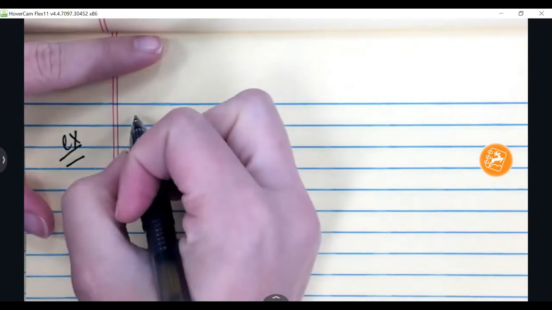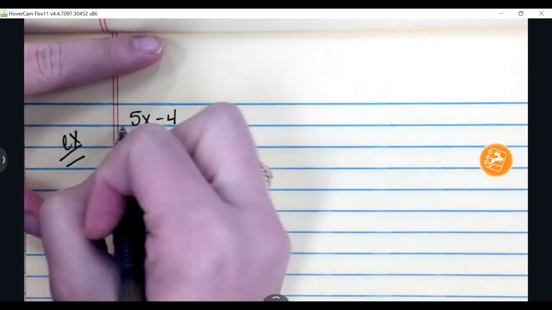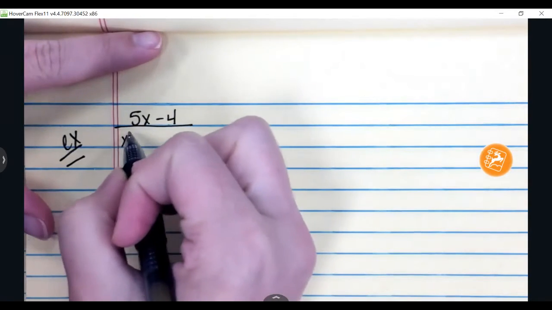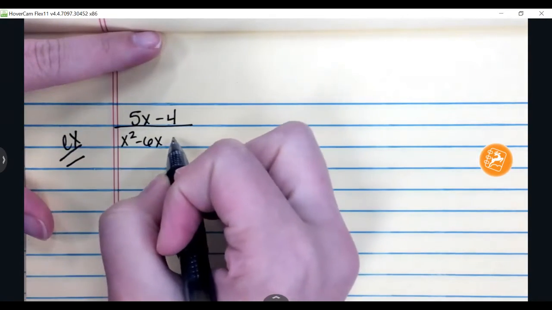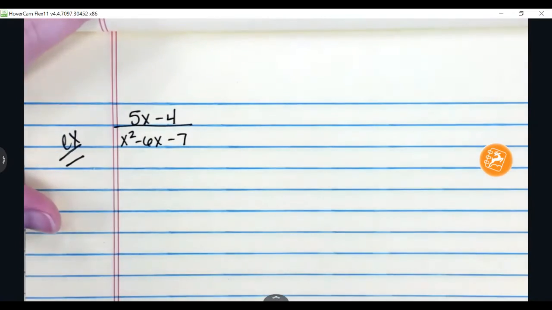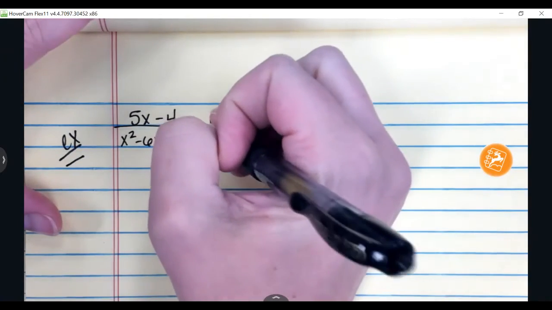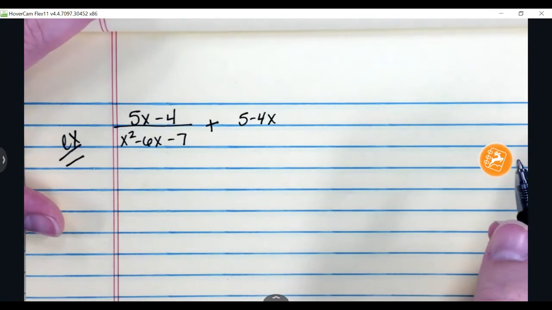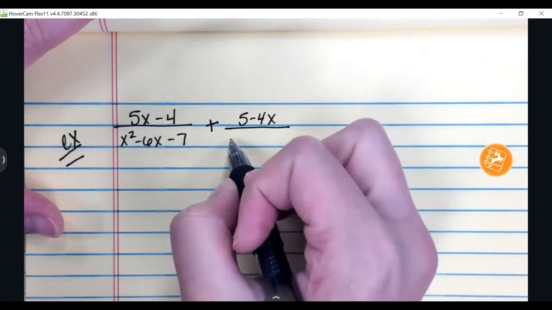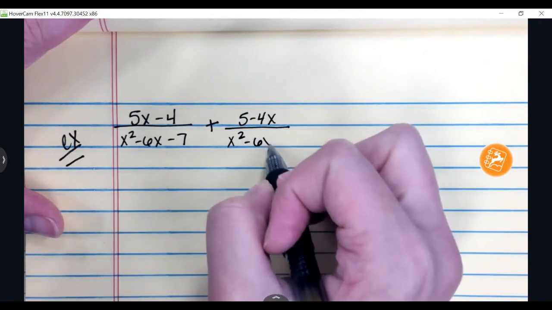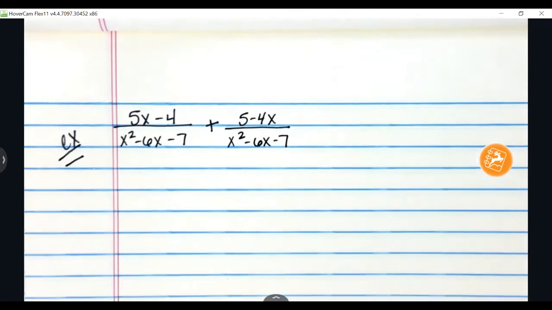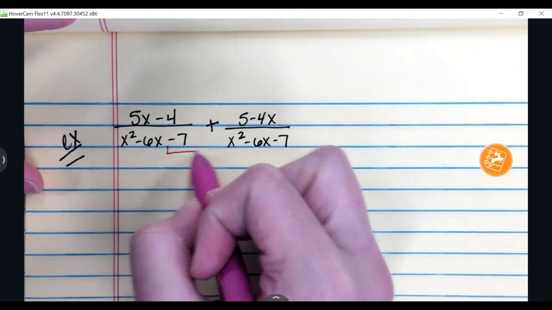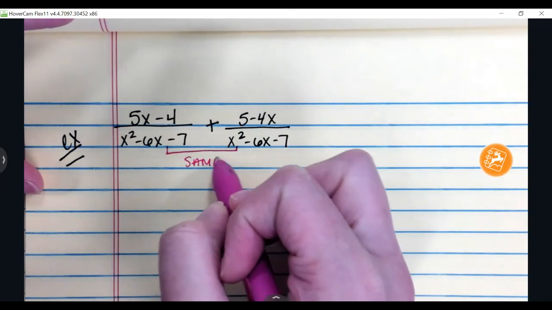It's going to say 5x minus 4 over x squared minus 6x minus 7. I'm going to add 5 minus 4x all over x squared minus 6x minus 7. What's the first thing you notice about this problem? The denominators are the same, which is very good news for you.